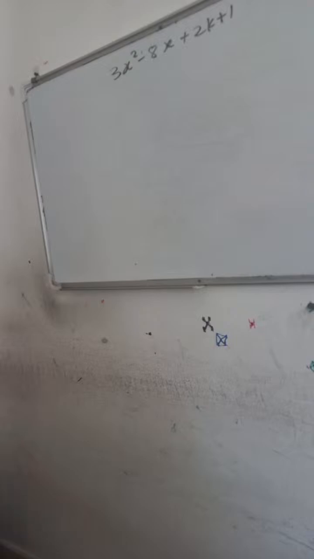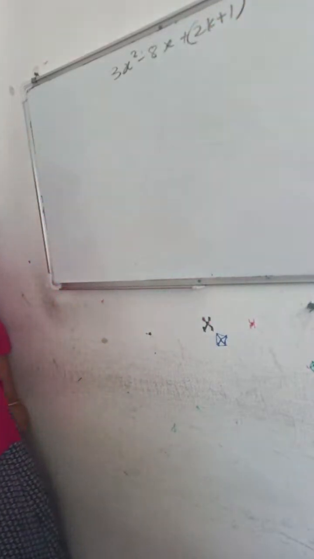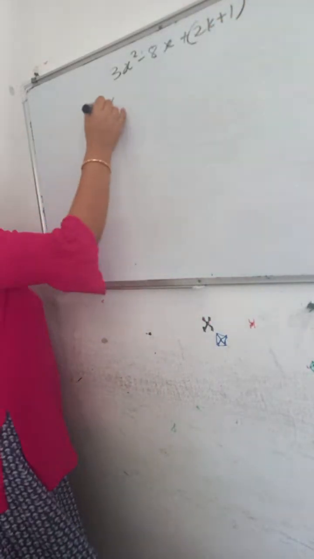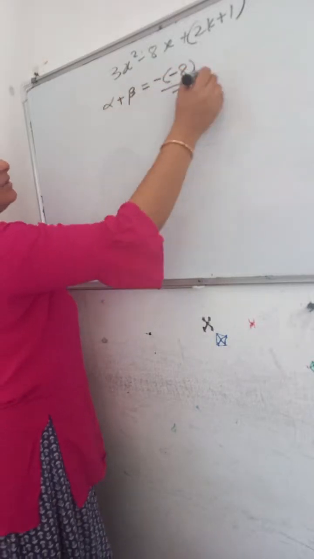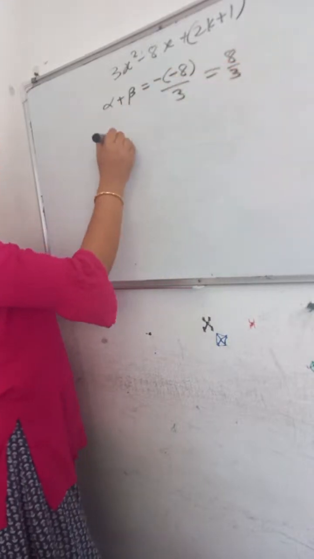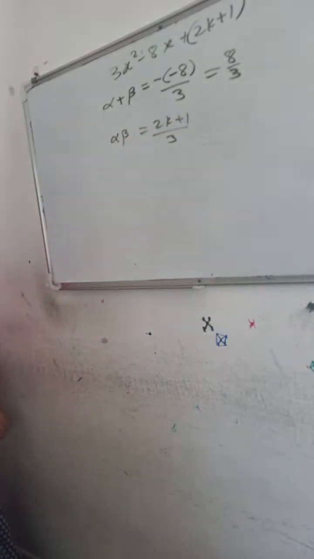If you are not doing with the proper concentration, then you can't do this. These are very simple questions. 2 mark, 3 mark questions are there. Here, this 2k plus 1 is the entire constant term. So alpha plus beta is nothing but minus of minus 8 by 3, that is 8 by 3. And alpha into beta is 2k plus 1 by 3. Can you get this? At least if you are finding this out, you will get 1 mark.